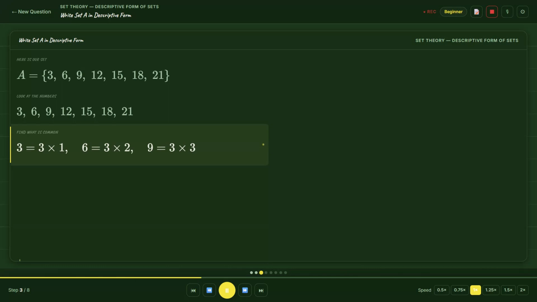Let's check. 3 is 3 times 1, 6 is 3 times 2 and 9 is 3 times 3. These are all numbers we get when we count by threes.